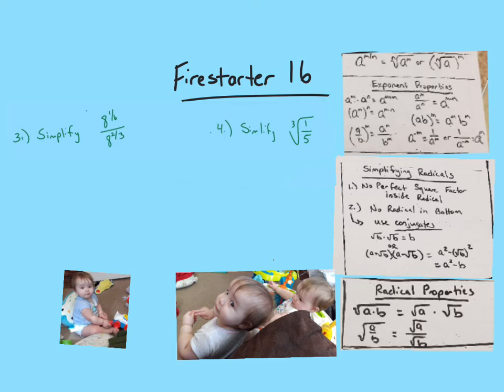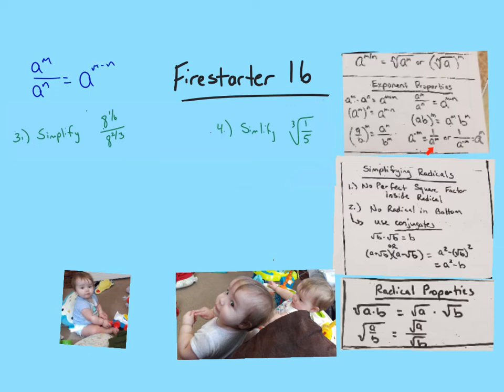So for 3 and 4 on our Firestarter, we're going to be using some properties. I'm going to be using some of these exponent properties, but specifically I'm probably going to be using this one for number 3. If you can't see it, we have A to the M over A to the N. So matching bases, that's important. See how the A's match? That tells you that you can subtract the exponents.